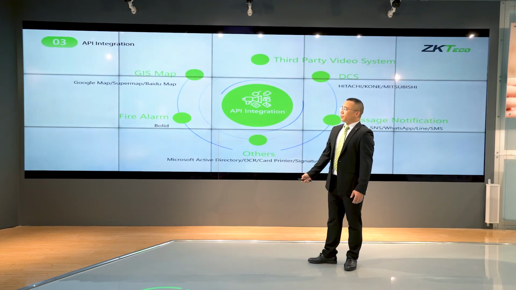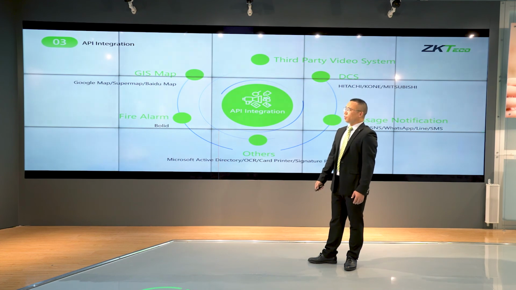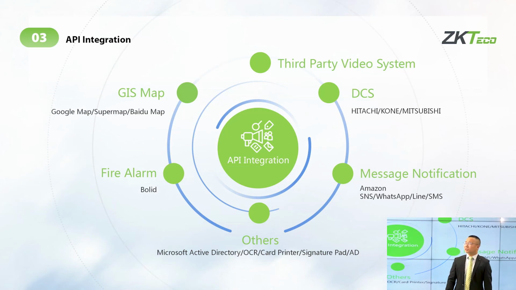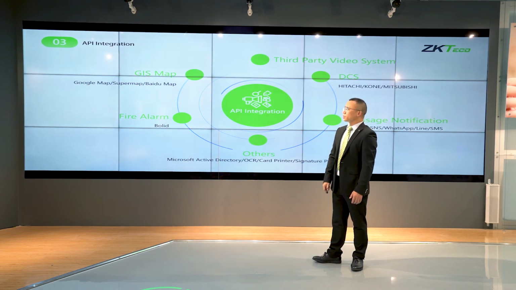And also, based on this platform, we have already finished many integrations with third parties, like maps, Gaode Map, Google Map, also Baidu. The second is for the fire alarm, the first step we already finished to integrate with a brand from Russia. And also we integrate the messaging notification, Amazon, WhatsApp, and Line. These functions are very useful.